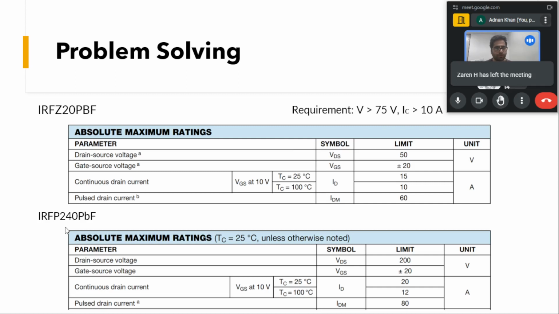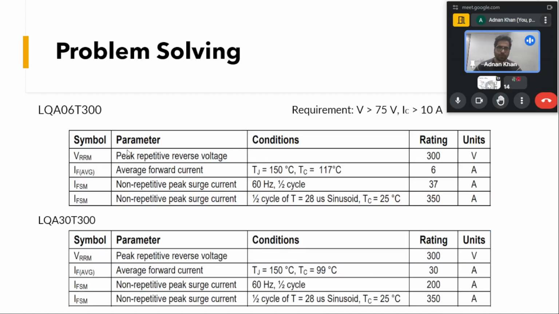Now we shall look at the diodes. Similar to the MOSFET, we have two diodes. If you look through the data sheet of the first, it has a repetitive reverse voltage of 300 volts. It is able to satisfy the voltage requirement, but it's not able to satisfy the average current requirement. At 150 degrees it is around 6 amps, but here our continuous current rating should be around 10 amps. So the first diode doesn't meet our requirement.